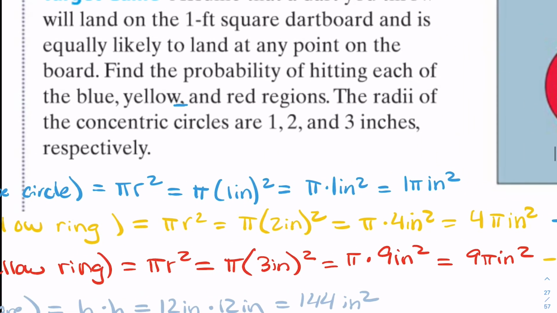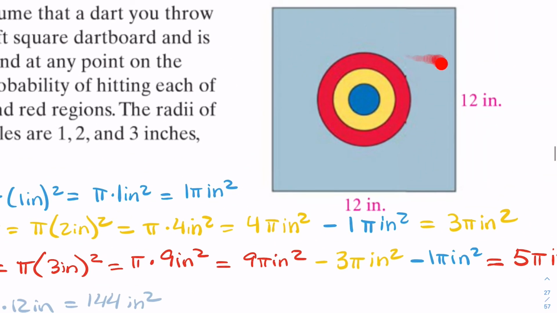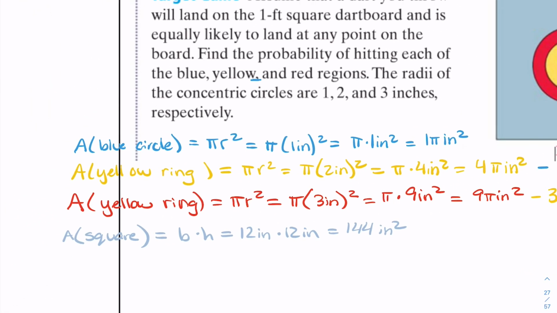Wait, hold on. Actually, I don't need to find the probability of hitting anything but the blue, the yellow, and the red regions. If I want to know what's shaded in gray, I would just take away this ring and this circle. I would take away 9 pi total, so 5, 3, and 1. But I don't need that. I just need the area.